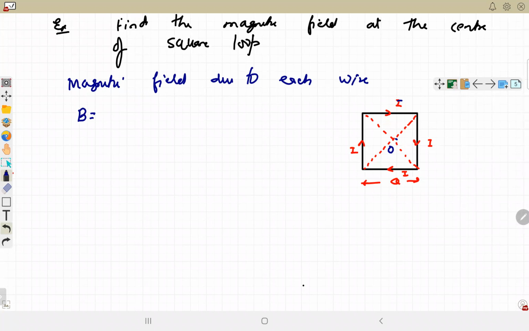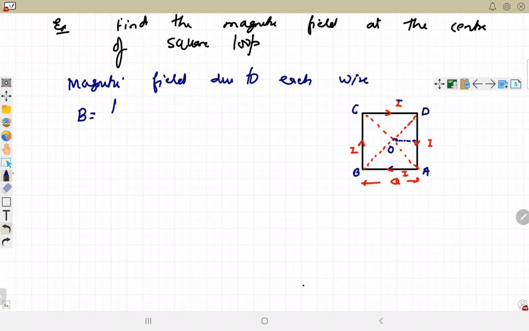Won't it be zero if it's at the center? No, it won't be zero. If you check the magnetic field by using the right hand palm rule, due to wire AB, what is the direction of magnetic field? Inwards. What about due to CD? Inwards only. Due to AB and due to CD, though the current is opposite, because of the position of the wires, they both produce magnetic field in the same direction. It may seem that they are opposite, so their magnetic fields should cancel out, but actually they will be added up.